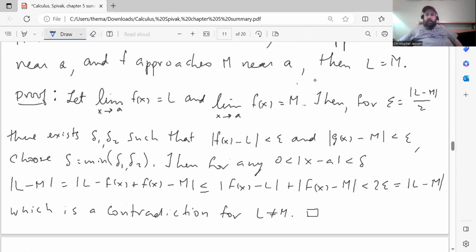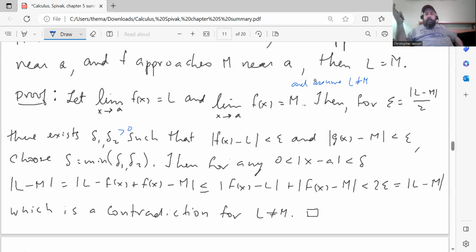So I should say here, and assume L not equal to M, because I'm going to do this by contradiction. Then for epsilon equal to absolute value of L minus M over 2, there exist delta 1, delta 2, greater than 0, such that absolute value of f of x minus L is less than epsilon, and absolute value of g of x minus M is less than epsilon. Then we can choose delta to be the minimum of delta 1, delta 2.